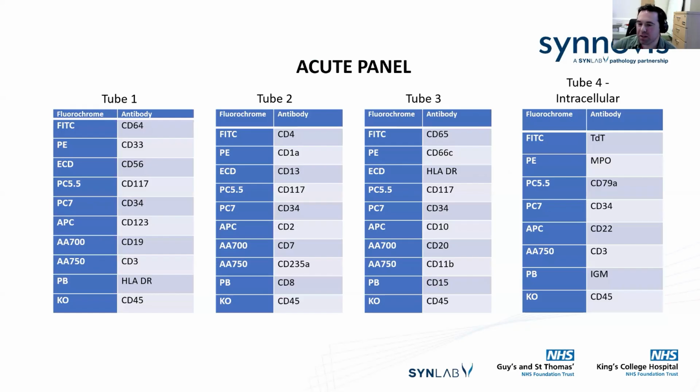This looks quite scary, but it's just an example of what we run for each of our acute tests that come in. So if a patient has a query acute leukemia, we'll run this 4-tube panel that gives us a broad amount of information on what type of AML or ALL the patient could have.